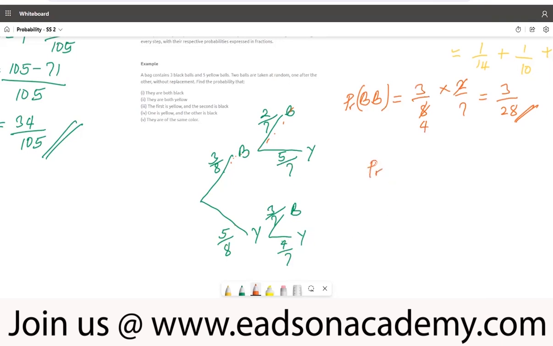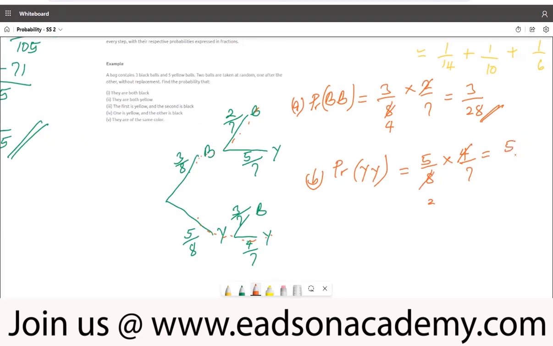So probability, this is question A, question B, and both of them are yellow. We trace the arm. This is yellow. Is what? 5 over 8 times 4 over 7. 4 here 1, 4 here 2, which is 5 times 1 is 5, and 2 times 7, 14. 5 over 14.